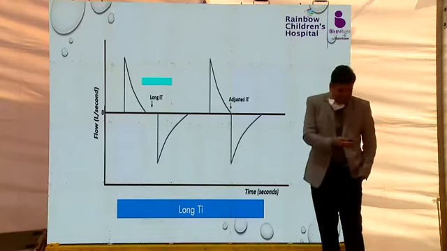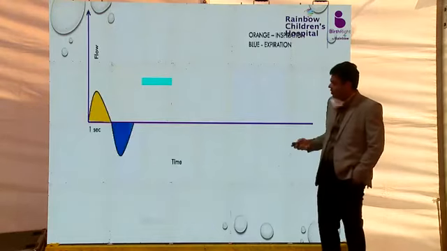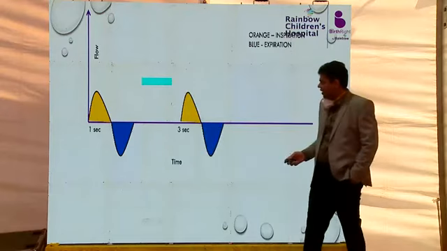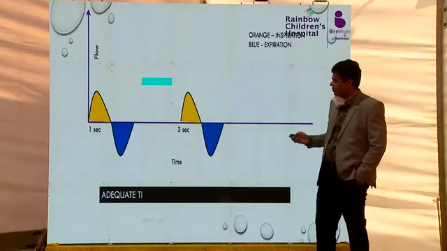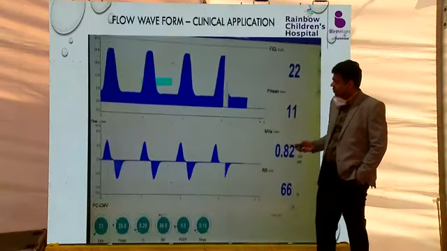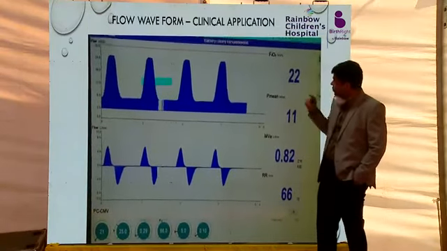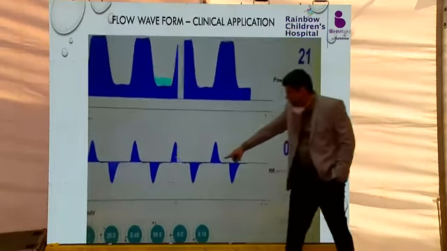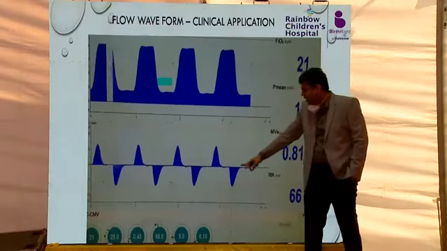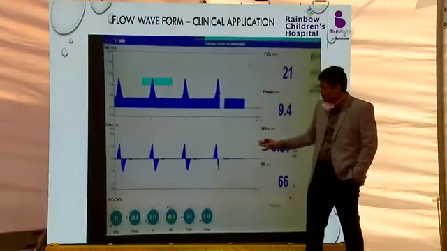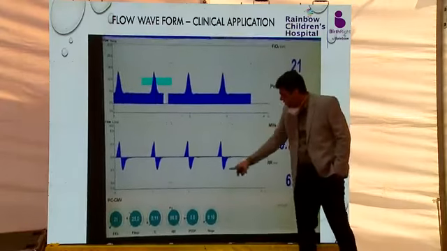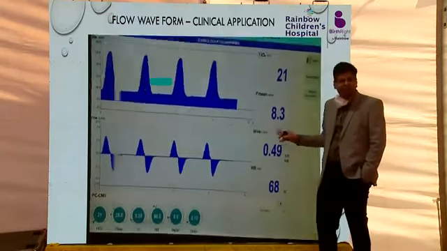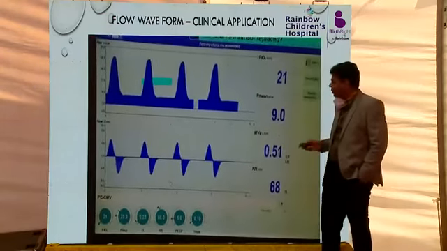This is how your adequate TI should look, the inspiration and the expiration. In the flow waveform clinical application, you can see that when there is a margin between the inspiration and the expiration, then the TI is too long. When you decrease the TI, you can see that there is no difference between the inspiration and the expiration. This is how it should be.